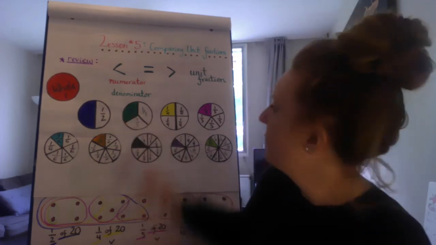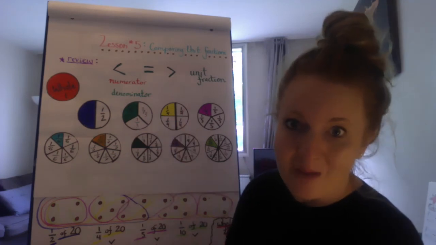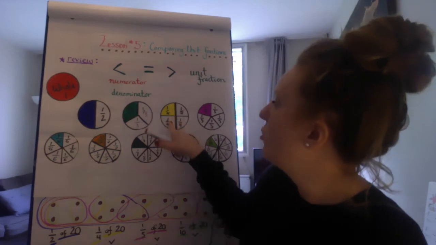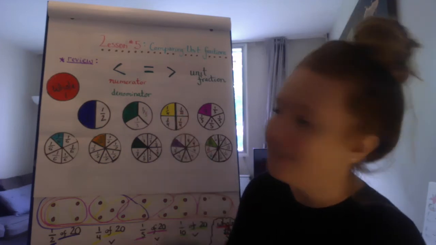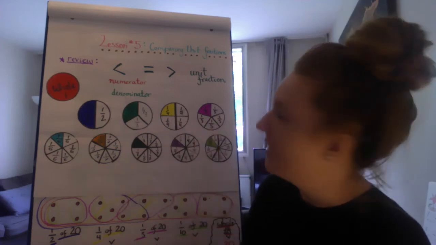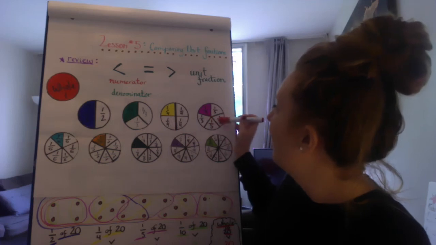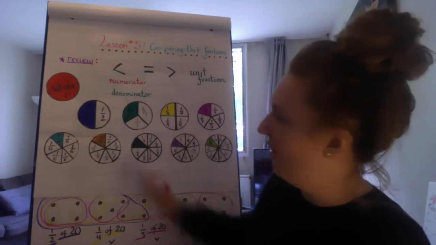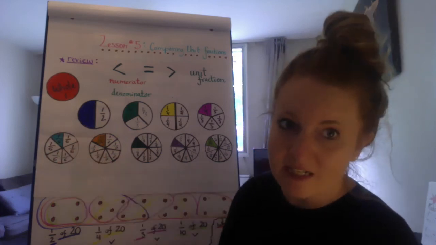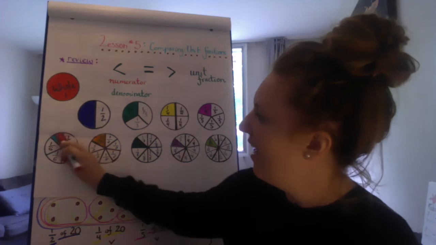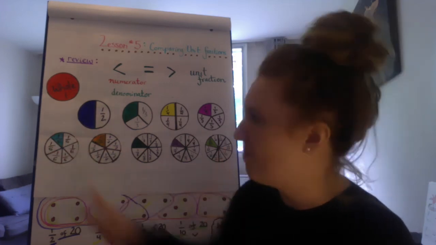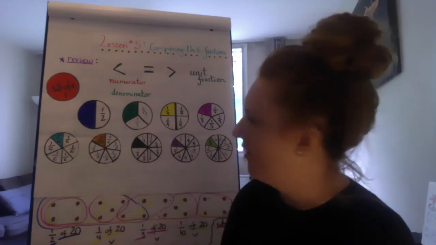A quarter, my whole has been divided into 4 parts. 1, 2, 3, 4. And I've selected 1 part. A fifth, my whole has been divided into 1, 2, 3, 4, 5. Selected 1 part. Sixth, 1/6, my whole has been divided into 6 parts. 1, 2, 3, 4, 5, 6. But we've still only picked 1, or maybe in this case 1 is left over because we were very hungry.